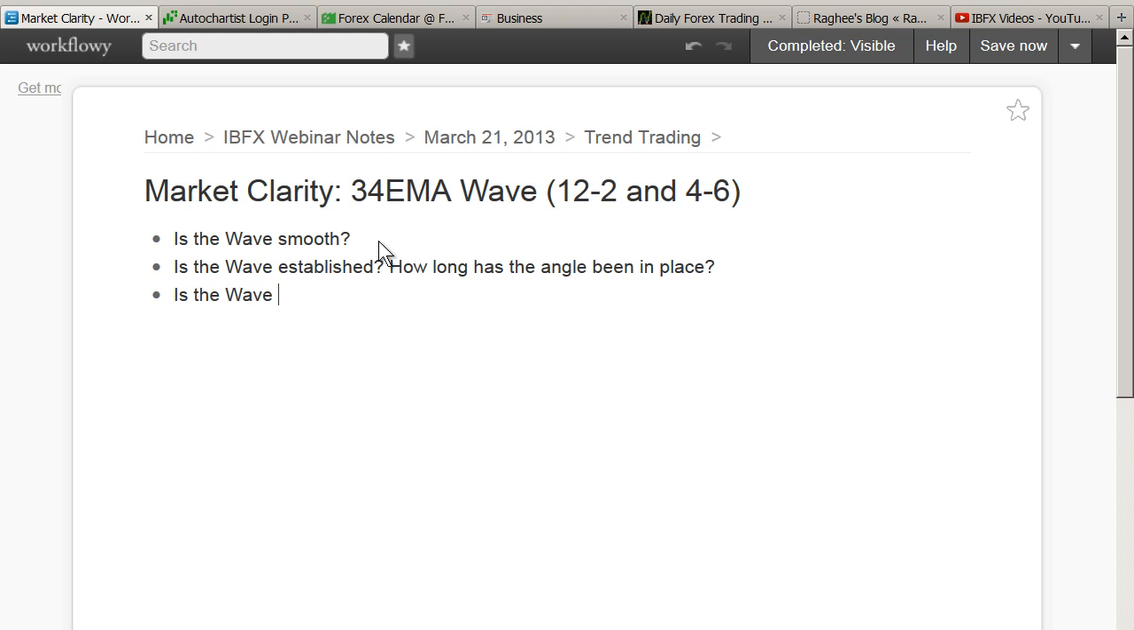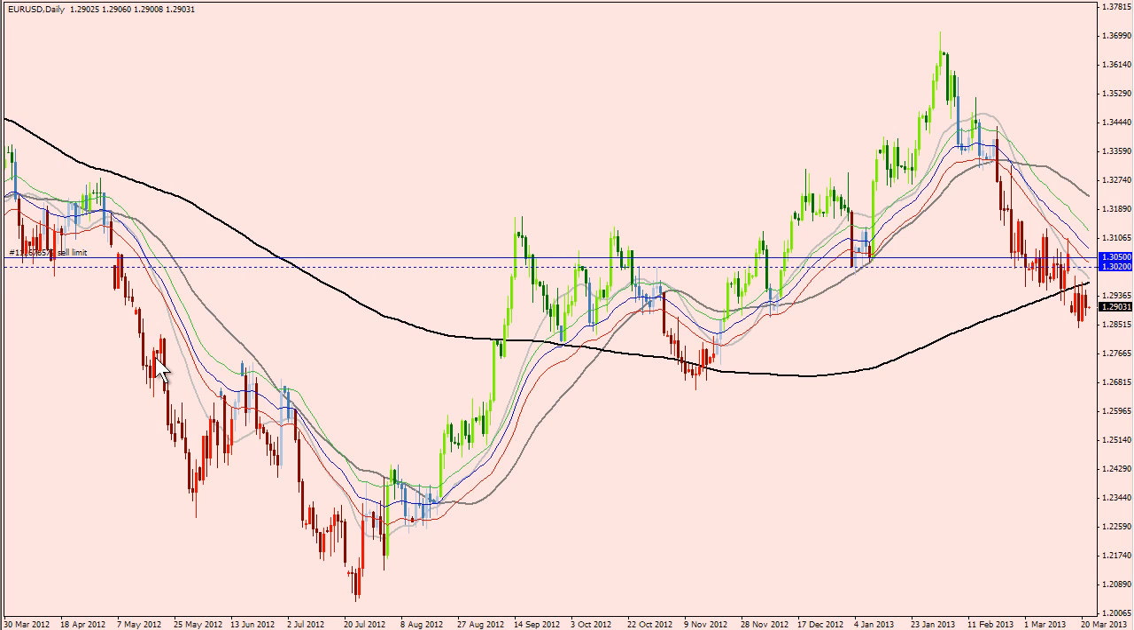And by that I mean, if we've gone up to test the dynamic resistance of the wave, have prices been rejected? So let me ask you those three questions about the daily Euro-US dollar. First of all, do I have the 4 to 6 o'clock to even begin the conversation? Yes, I do. That's kind of the question that precedes the questions.